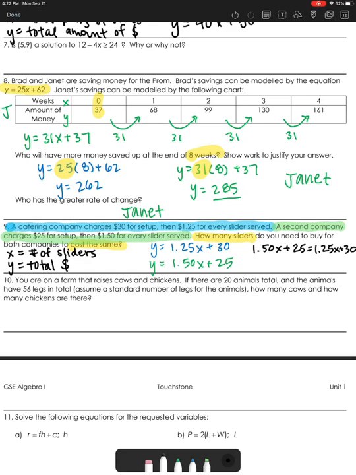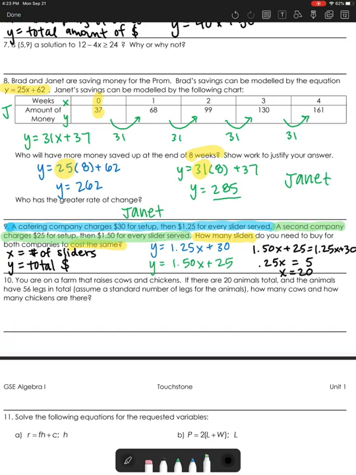Okay, so then solving for x, you guys learned this last unit. I'm not going to walk through the steps here. So x is going to equal 5 divided by 0.25, which is equal to 20. So this means that you need to buy 20 sliders from both companies for it to cost the same amount for the setup and for the sliders and everything.